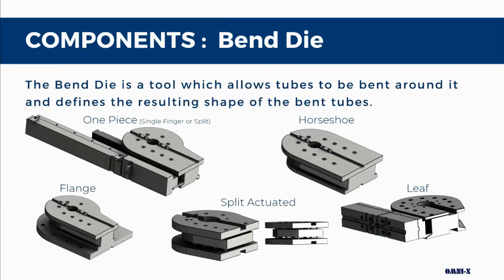The bend die is a tool which allows tubes to be bent around it and defines the resulting shape of the bent tubes. For square and rectangle tubes, the applicable bend die styles are one piece, horseshoe, flange mounted, split actuated, and leaf style. For square and rectangle tube applications, split bend dies can be shimmable, allowing the operator to add or remove shims to allow for batch-to-batch variations in the square and rectangle tube dimensions.